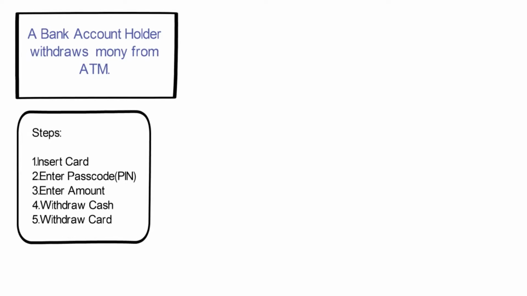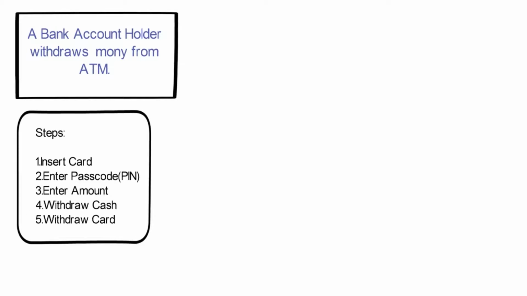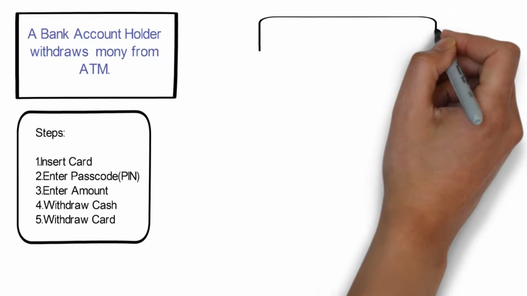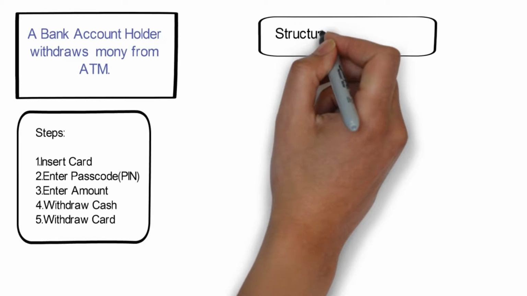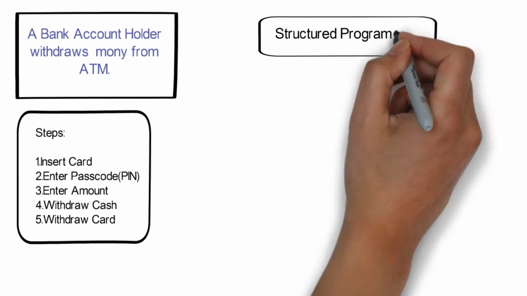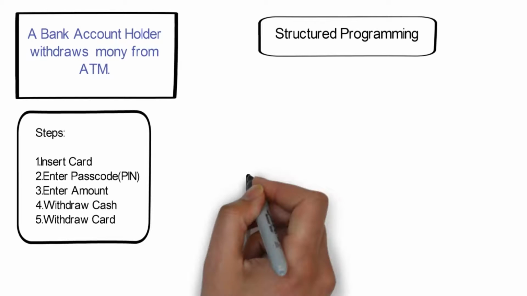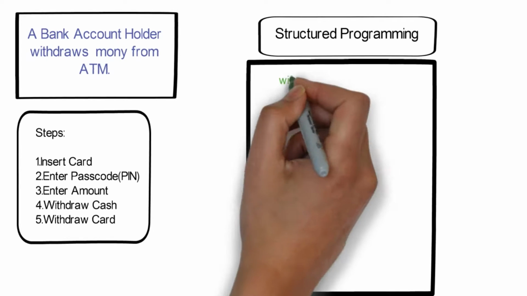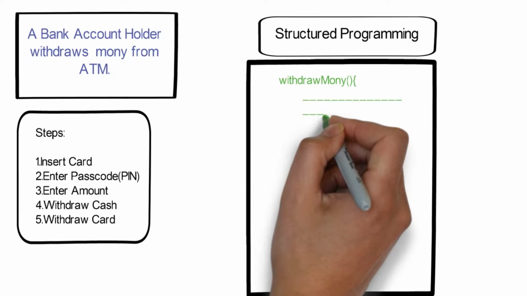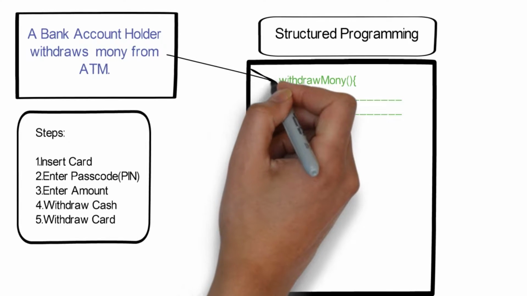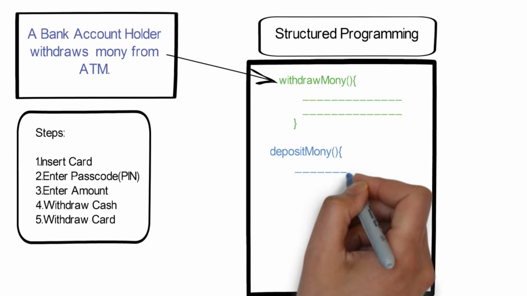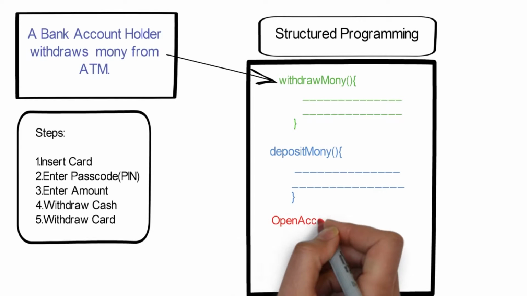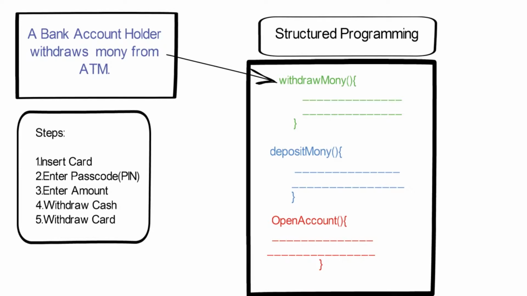If we have to write code from this scenario in structured programming, how can we write it? Basically, in structured programming, we can see modules and structures. So in our example, we can identify modules like withdraw money, deposit money, open account, and so on. Keep in mind that these modules can talk to each other and work in a coordinated manner with the help of some functions and arguments.